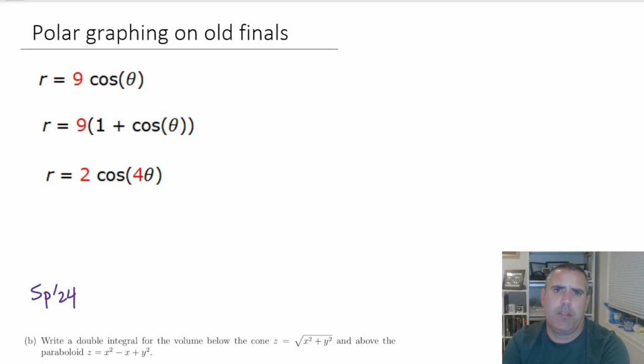Hello, Math 126 fans. Somebody on the discussion board is asking me, what polar graphs do I have to graph in the final? I suspect this is coming from one of the recent old finals, which had a part where you had to know something was a cardioid or deal with it.